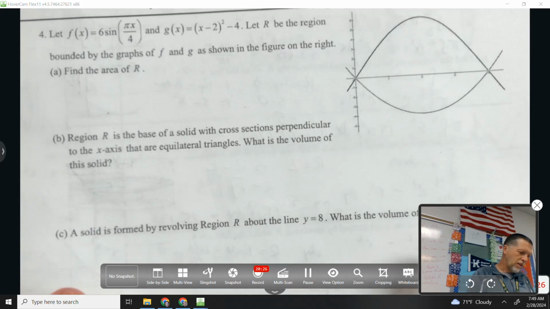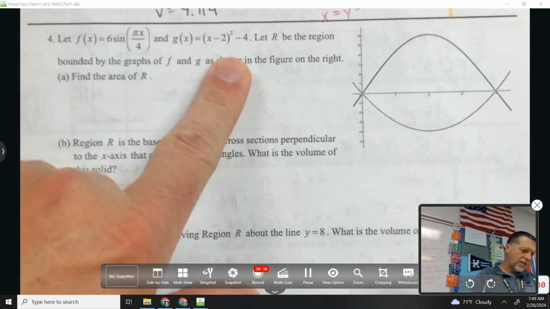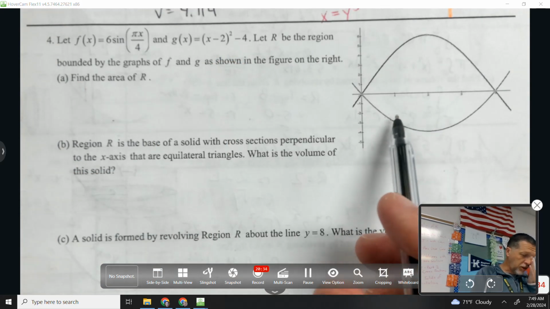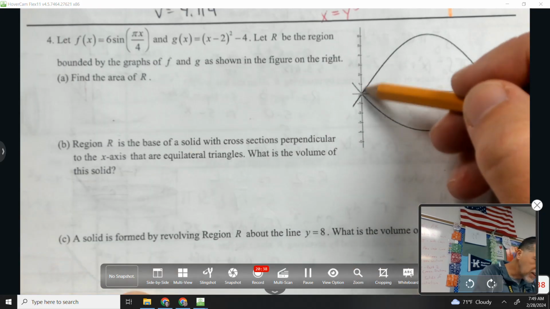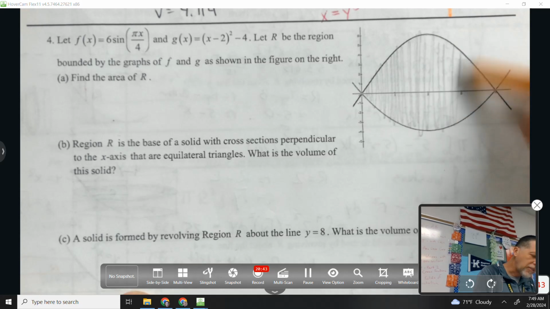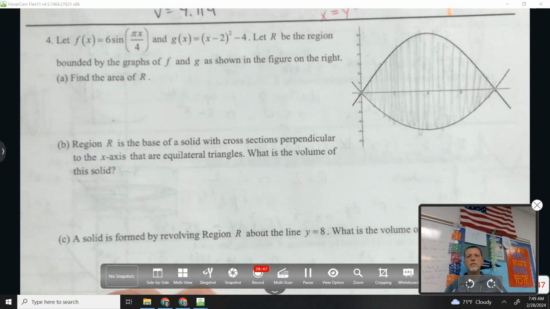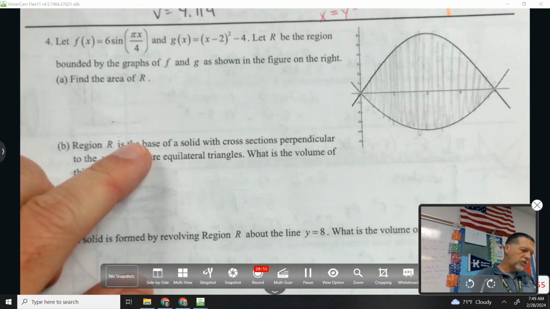Number 4. Let f of x be that thing, g of x be that thing, although they give us a picture. Let R be the region bounded by the graphs of f and g, as shown in the figure on the right. Okay, it's nice when they give us one and we don't have to graph it and figure things out. You know what? I am going to have to figure something out. I may as well figure it out now. Do you know which one is f and which one is g?